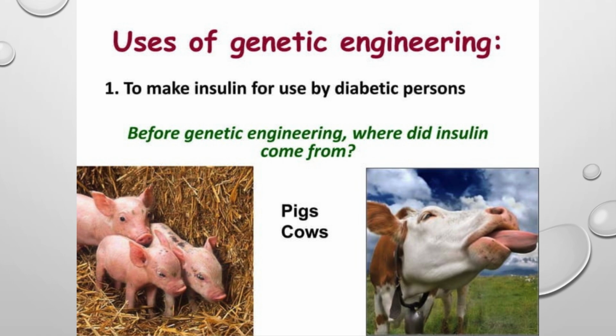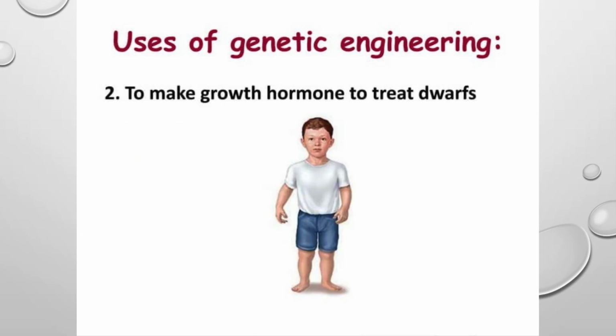Genetic engineering made it possible to produce human insulin using bacteria instead of getting it from animals like pigs and cows. Number two, to make growth hormone to treat dwarfism. Genetic engineering helps us make growth hormone. Some children are born with very little or no growth hormone, so they don't grow normally and remain much shorter than other kids.